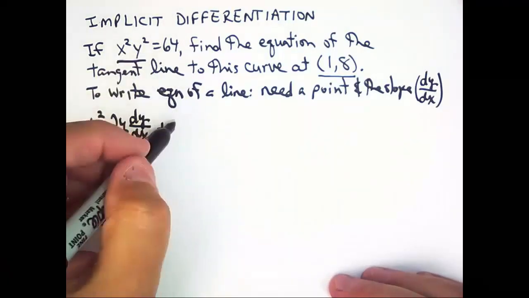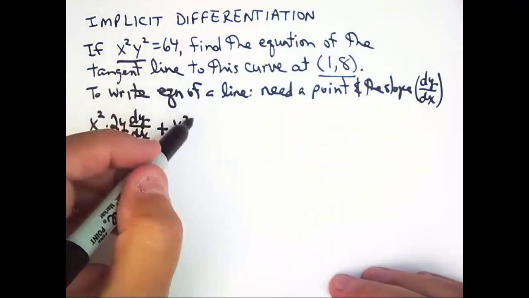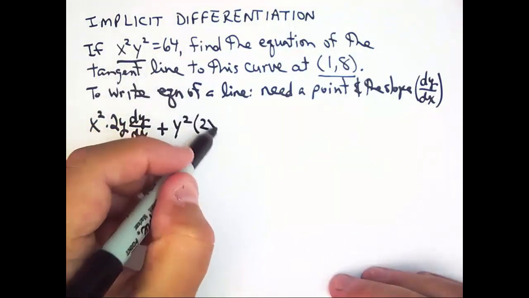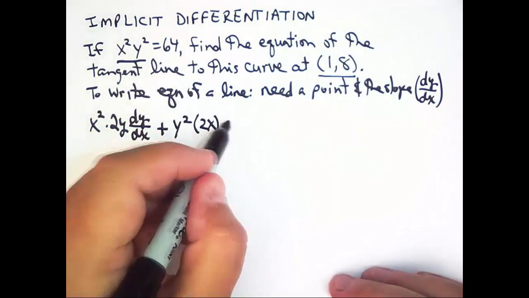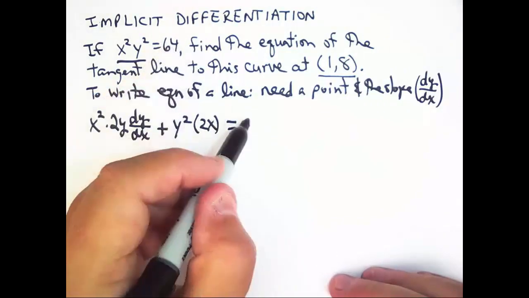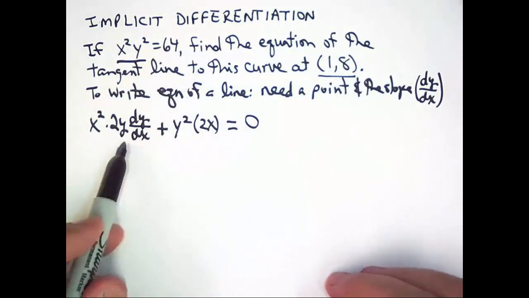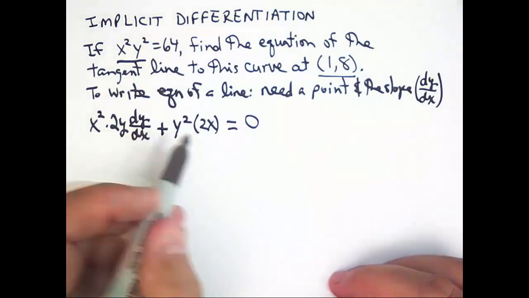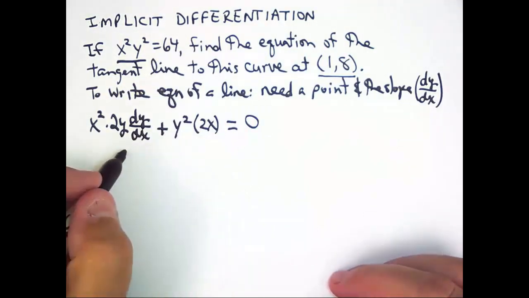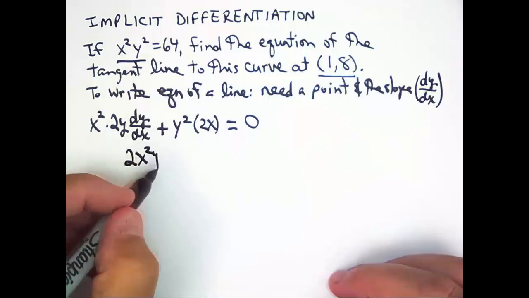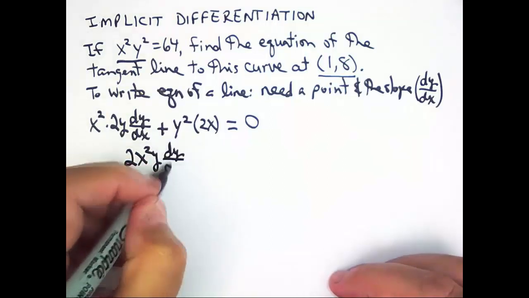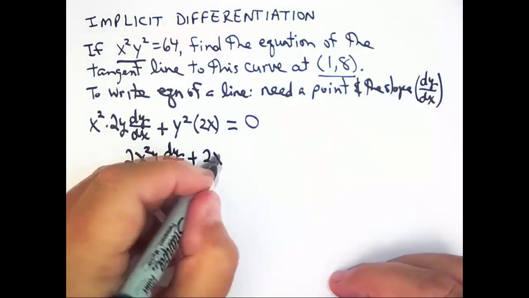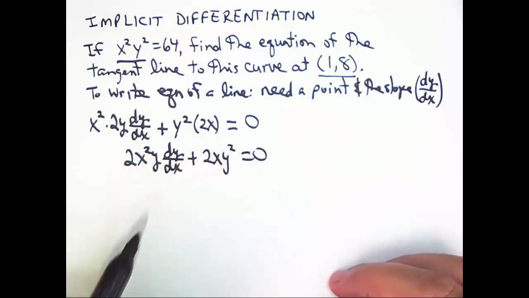Plus, now you reverse it, you take the y squared and you multiply by the derivative of x squared, which is 2x. And then on the right-hand side, the derivative of a constant is 0. Now it's just a matter of simplifying it and writing this with dy over dx on one side. So what we really have here is 2x squared y times dy over dx plus 2xy squared equal to 0.